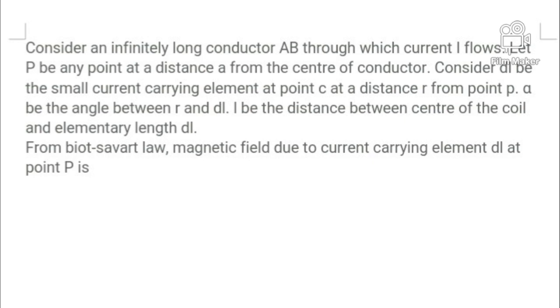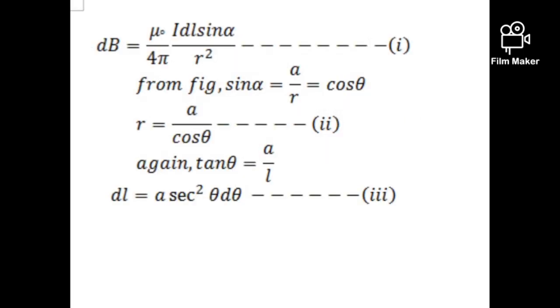After this, we have to apply the law that I was telling you, that we have a result dB is equal to mu naught upon 4 pi, I dl sine alpha by r square. This equation one is not new for you because you have done it already, first in the law and second in the first application that we discussed last time. Then we have to put the value of sine alpha and get the value by solving it. dl is equal to a secant square theta d theta, that is mentioned as equation number 3 here.